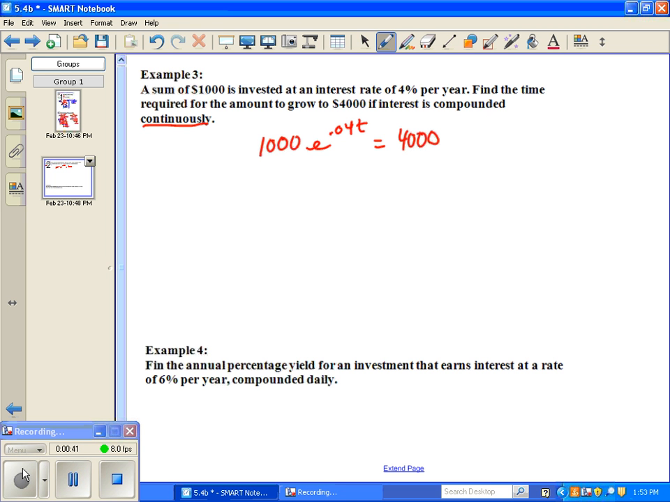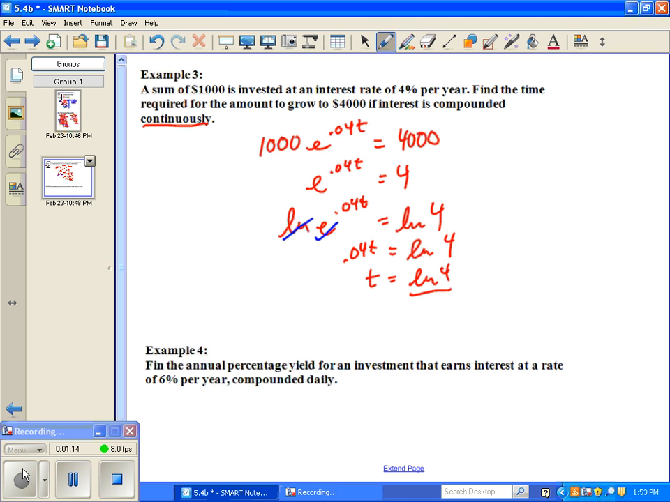So again, we want to isolate the e, so divide by the 1,000. So we are going to get e to the 0.04t equals 4. So now we apply the natural log to both sides. So we have 0.04t equals natural log of 4. So t equals ln of 4 over 0.04. So plug this in your calculator.